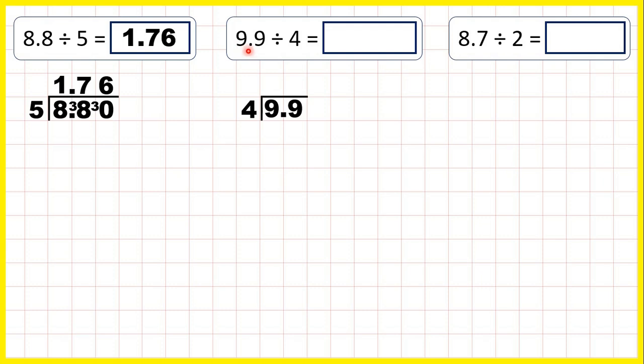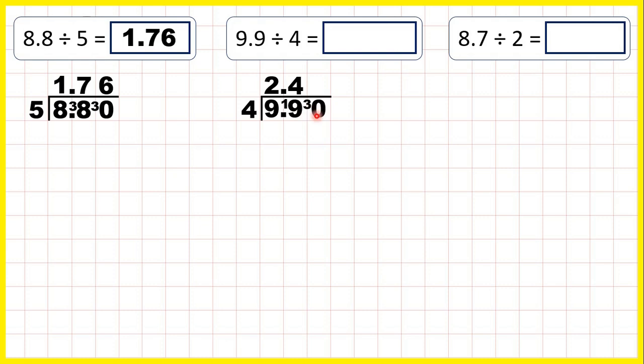Now we have 9.9 divided by 4, so we copy up the decimal point. 9 divided by 4 is 2 remainder 1, but now we have 19 divided by 4. That's 4 remainder 3, so we need to extend our dividend with a 0 so we have a digit to write the 3 remainder in front of.